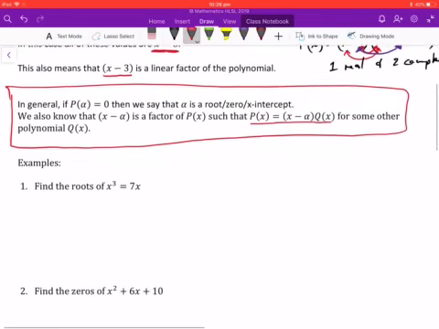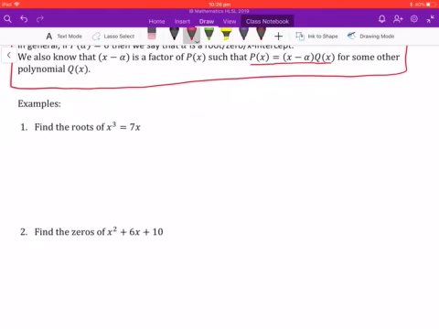Now we can do various things with this. Find the roots of x cubed equals 7x. So this is an equation, so we find the roots. That's the way to think about it: if you have an equation, then you find roots for that. So that becomes x cubed minus 7x is equal to 0. Factorize.